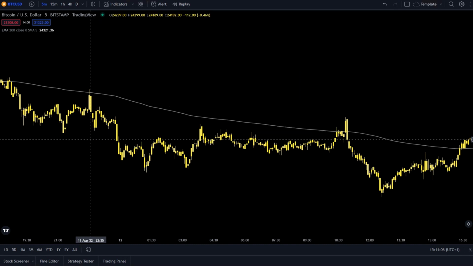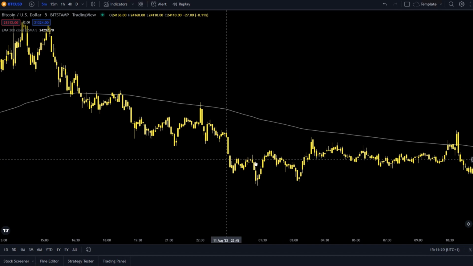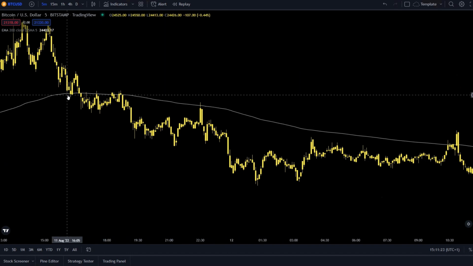I'm sure many of you have used this before, but not unlike the way I'm going to show you. When price is below the 200 EMA, you're only looking for sells. Vice versa, when it's above the 200 EMA, you're only looking for buys.